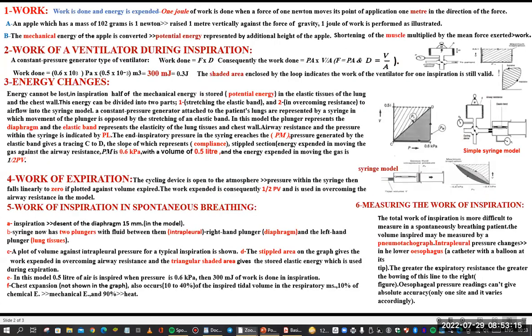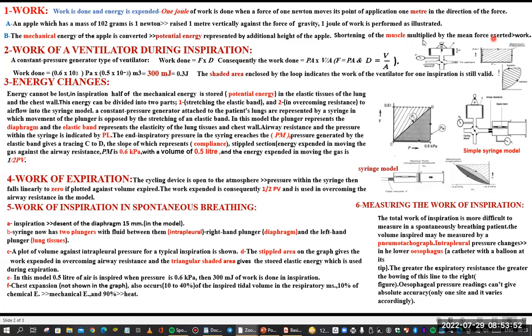The first slide will show the first 5 points. First of all, the definition of work. Work is done and energy is expended. You see, 1 joule of work is done when a force of 1 Newton moves its point of application 1 meter. So we are moving an object by the force for only 1 meter in the direction of the force. We must accomplish all these items to define the meaning of work.